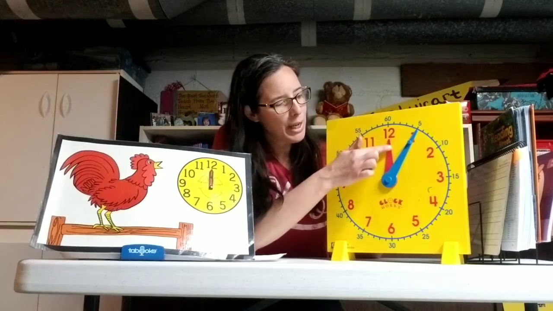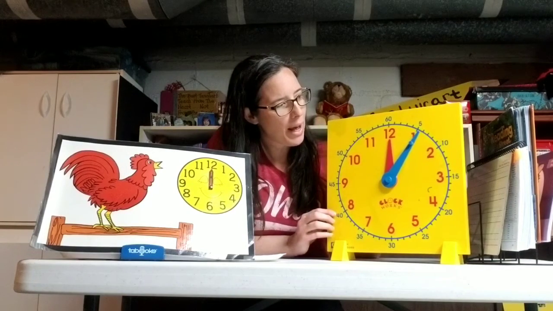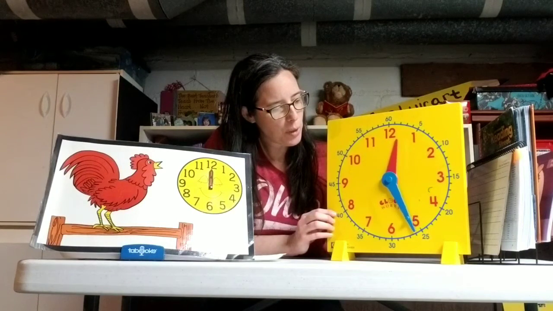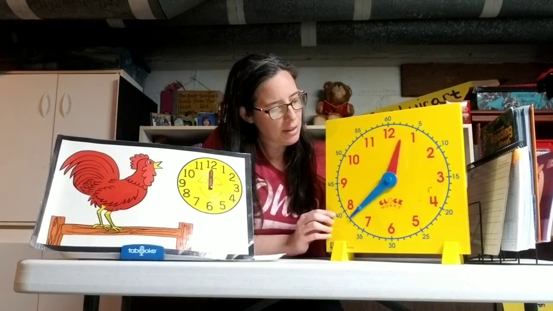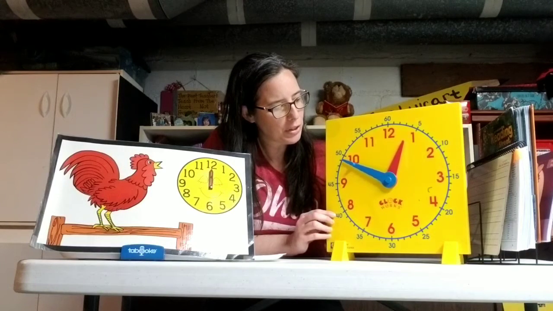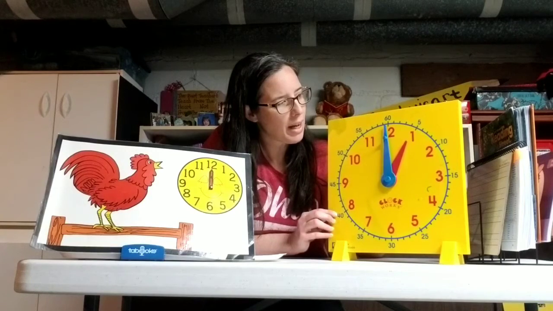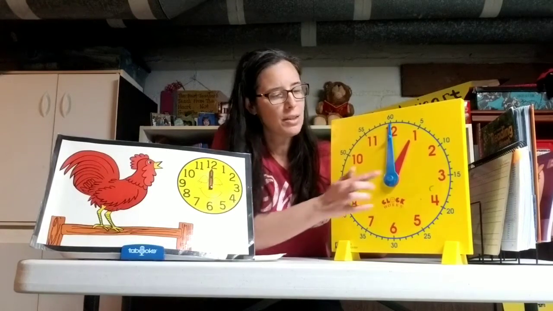But for this hour hand to change, my minute hand would have to go all the way around the clock and back up again to the 12, so that it's gone around the clock one complete turn. And when it does that, it is no longer 12 o'clock, now it is 1 o'clock.